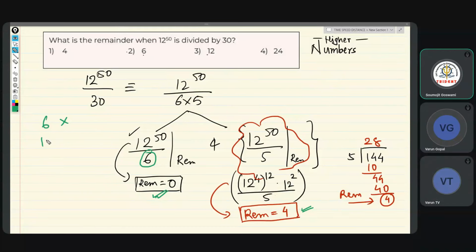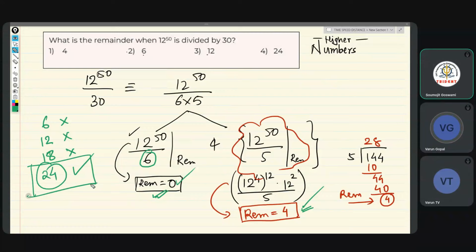The next number is 12. 12 divided by 6, remainder 0, so this part is okay. But 12 divided by 5? The remainder is 2, so 12 is out. Let's take 18. 18 divided by 6 is obviously 0. 18 divided by 5 leaves 3. Doesn't work. 24: divided by 6, remainder 0. Divided by 5, remainder 4. So 24 works.